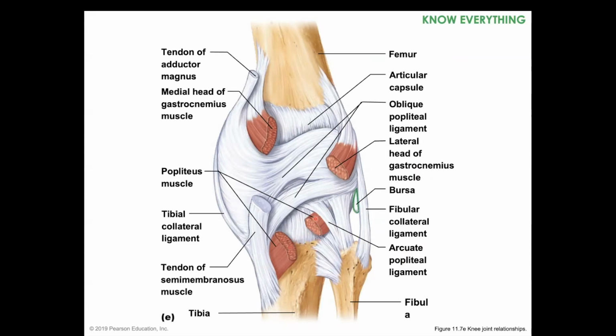And then you can see the medial and lateral head of the gastrocnemius, which is your calf muscle, which helps aid in knee flexion. And then we also see the tendon of the adductor magnus here, which is going to assist in adduction of the femur and hip. So add, ADD, duction.